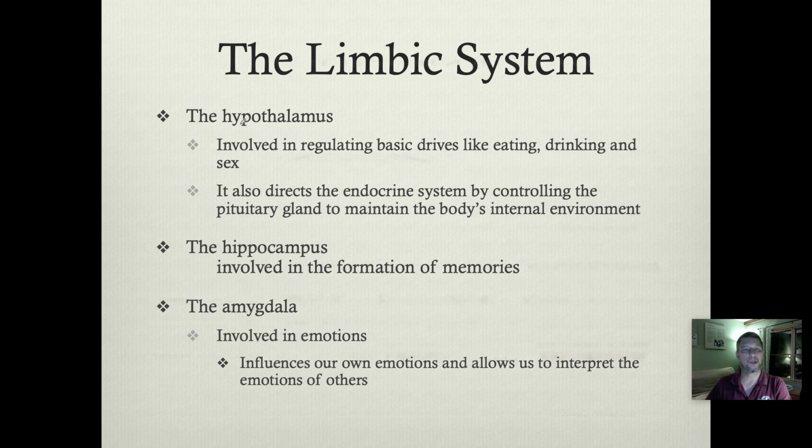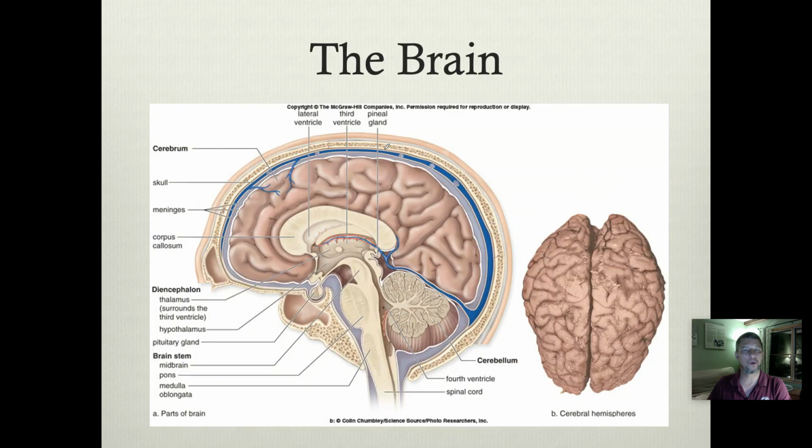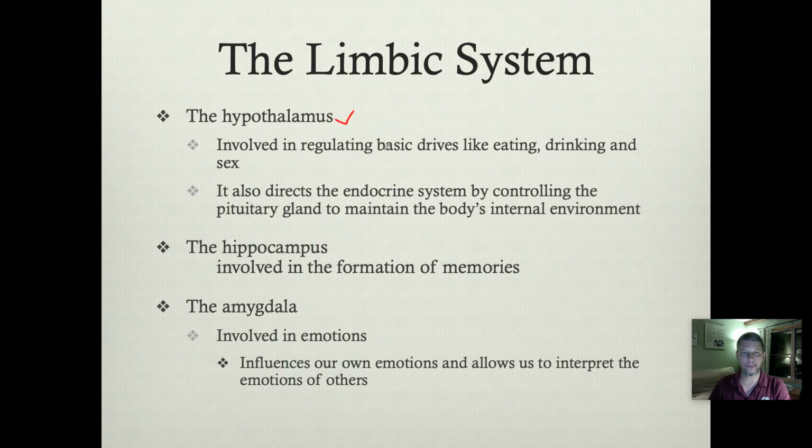The limbic system is composed of the hypothalamus, which is involved in regulating those basic drives that we just talked about. But it also is in charge of controlling the pituitary gland, which is part of the endocrine system, and the pituitary is what maintains the body's internal environment. The pituitary is kind of like the master gland in the endocrine system.